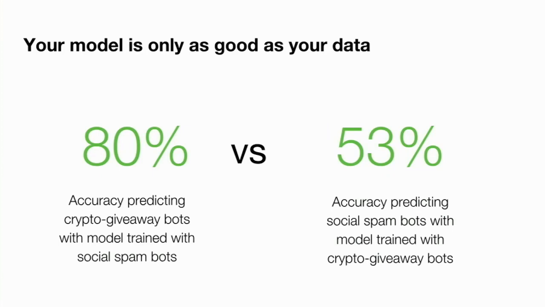What we want to stress is that your model is only as good as your data. So we talked about how our particular data set doesn't include all types of bots. And so we want to drive home the problem associated with trying to classify other types of automation that you may have never seen before. Our model only had an 80% accuracy when trained with those social spam bots but trying to predict those cryptocurrency giveaway accounts. And when you flip that, our model was only barely better than a coin flip when trained with the cryptocurrency giveaway bots and trying to predict on the social spam bots. Again, when these bot accounts have differences or their accounts are not the same, your accuracy is going to decrease.